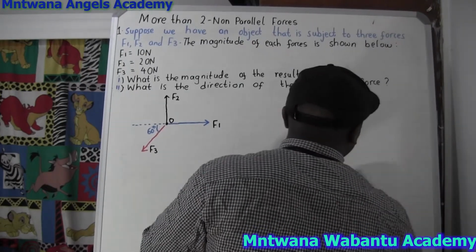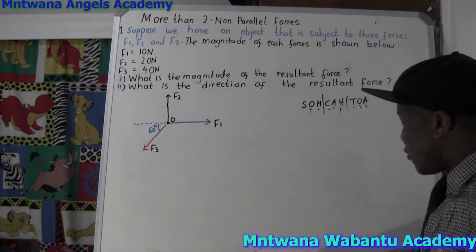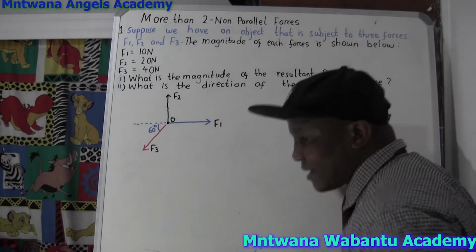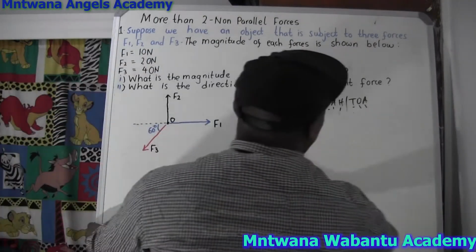So what did I learn? I learned that whenever I look for the adjacent, I must involve cos. But if I look for the opposite, it has to do with the sine. Okay? Now, let's check this example. Just a minute, I'll come back to the question quickly.